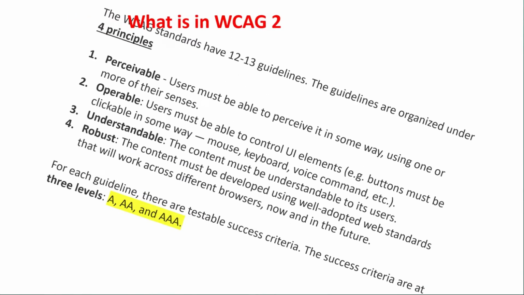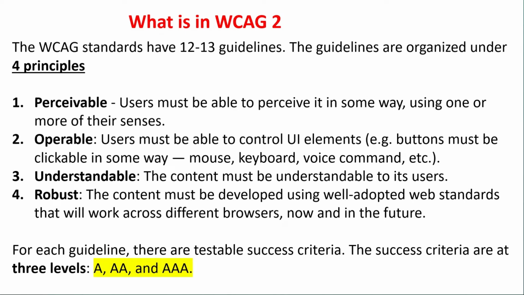What is in WCAG 2? The WCAG standards have 12 to 13 guidelines. The guidelines are organized under 4 principles. 1. Perceivable, users must be able to perceive it in some way, using one or more of their senses. 2. Operable, users must be able to control UI elements, e.g., buttons must be clickable in some way, mouse, keyboard, voice command, etc. 3. Understandable, the content must be understandable to its users.